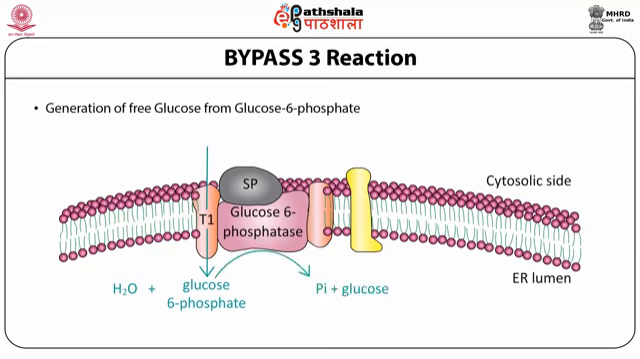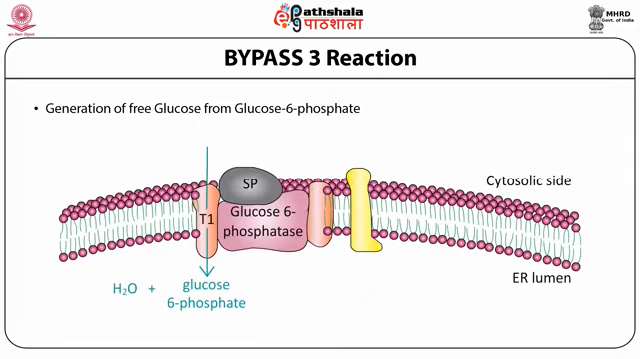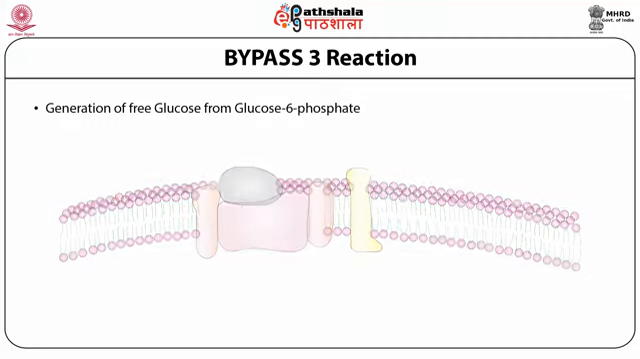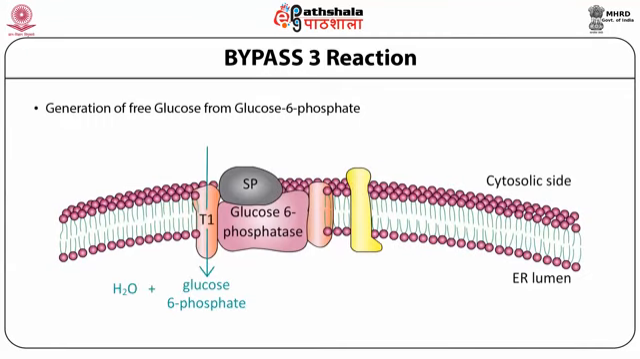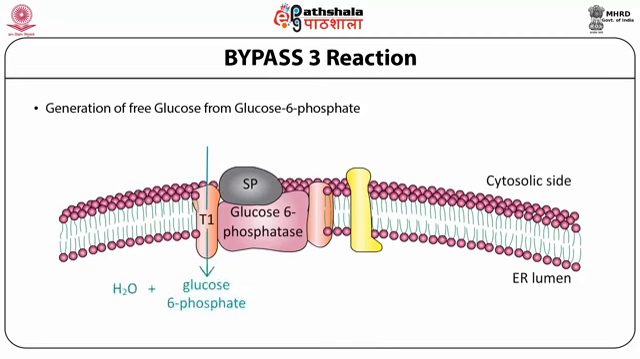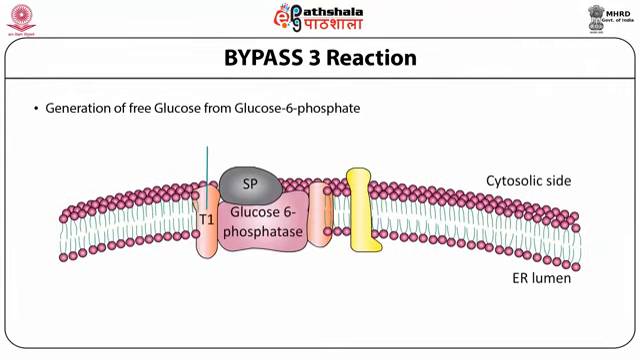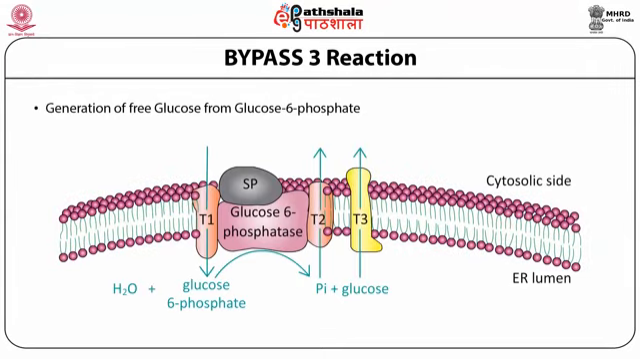Now this glucose can pass through this membrane and enter the cytosolic side. So hence the generation of free glucose from glucose 6 phosphate can be achieved by the enzyme glucose 6 phosphatase, which is present in the membrane of the endoplasmic reticulum.